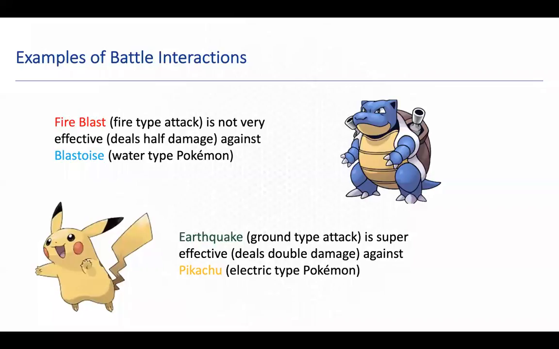An example of some of the battle interactions occurs, for example, if you attack a water type Pokemon like Blastoise here on the right with a fire type attack, it deals 1/2 damage. The factor is 1/2. And then Detective Pikachu here, if you hit Pikachu with an earthquake type attack, it deals double damage. That factor in the table would be 2.